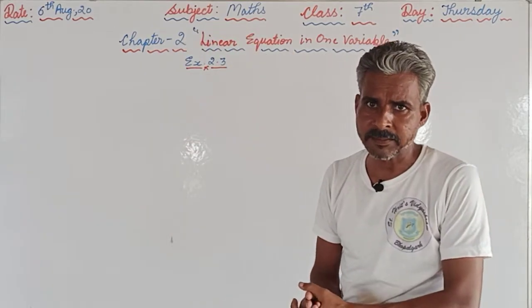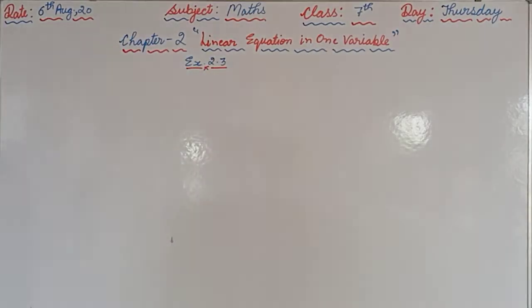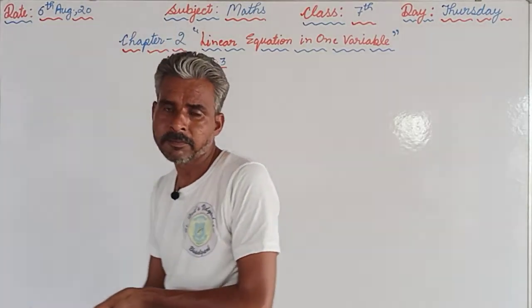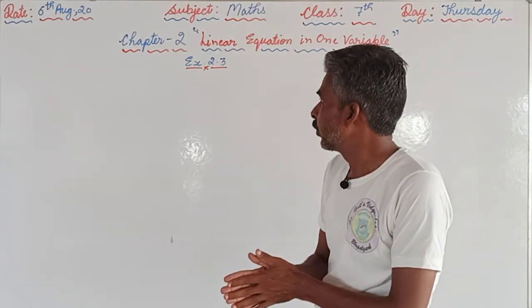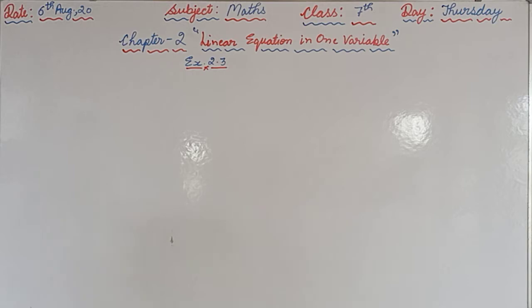This video is for class 7th and the subject is maths, and we are continuing chapter number 2, the name of the chapter is linear equation in one variable. We have already completed the questions of exercise 2.2, and today we will start exercise 2.3.